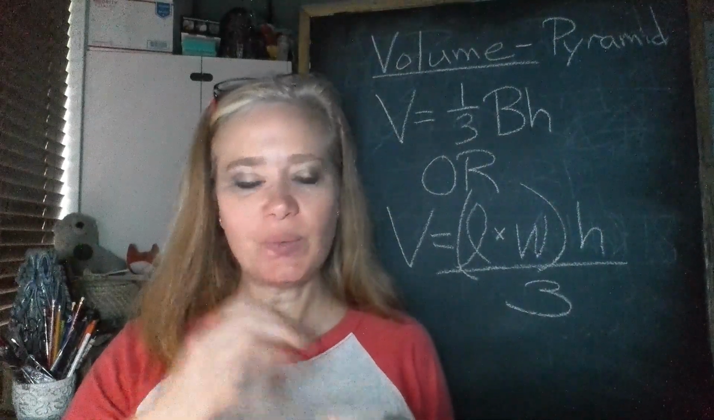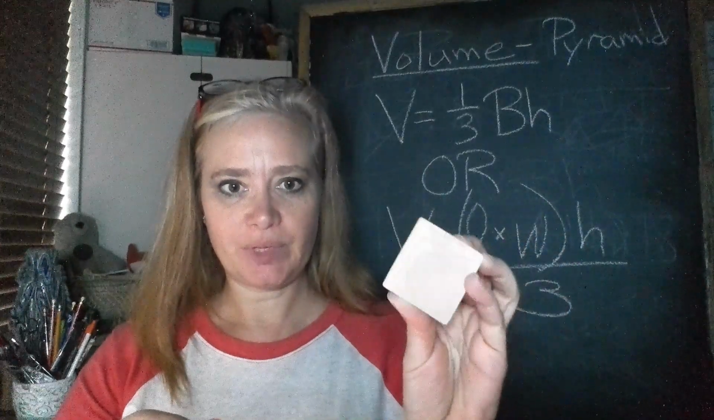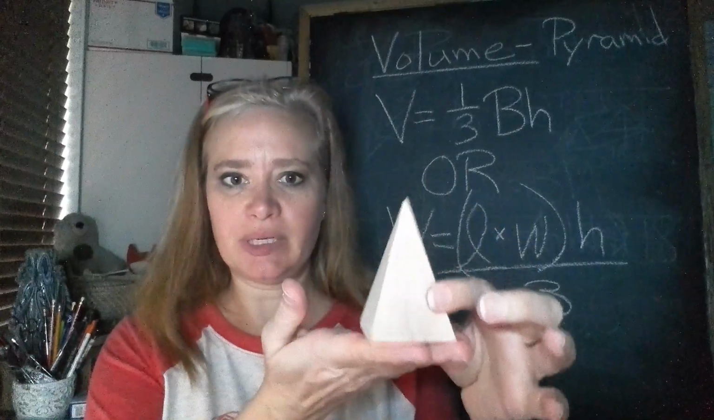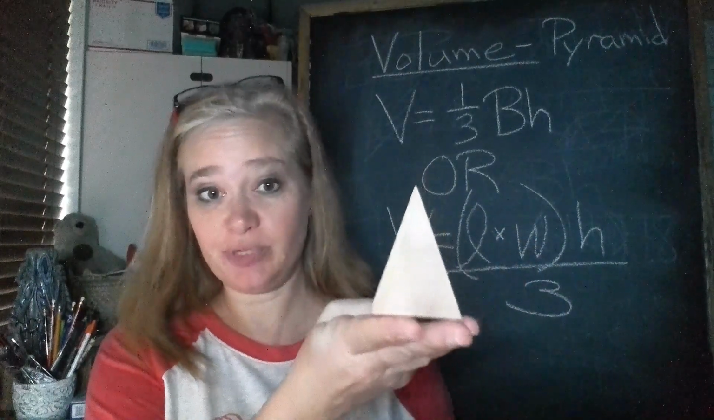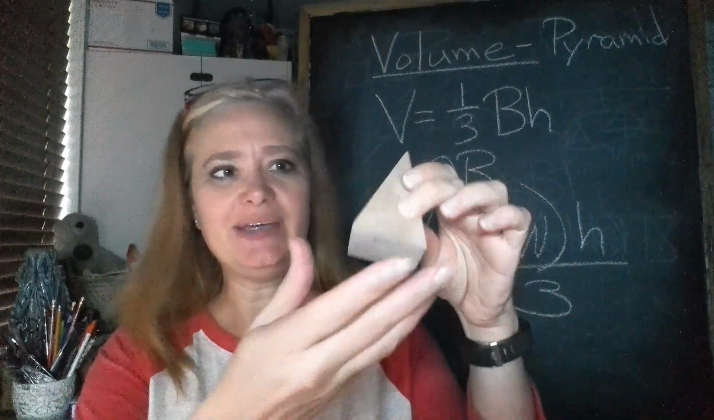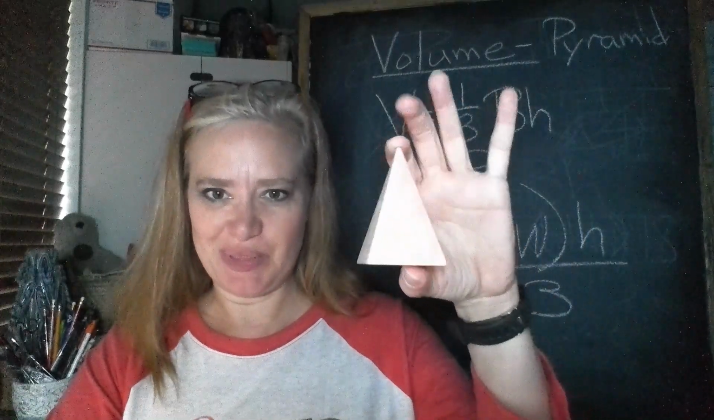Hey guys, welcome back. We are going to talk today about finding the volume of a square pyramid. So remember, with a square pyramid, it's just like the pyramids in Egypt. The base has to be a square, or it could be a rectangle, same formula. And then of course you have your beautiful pointy shape at the top.